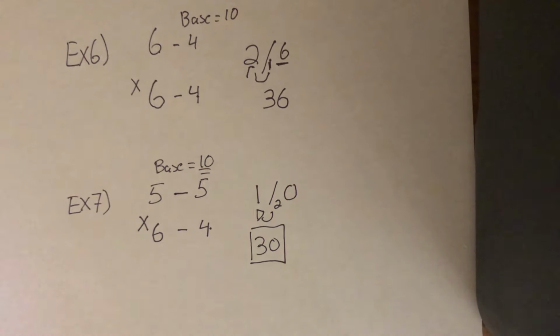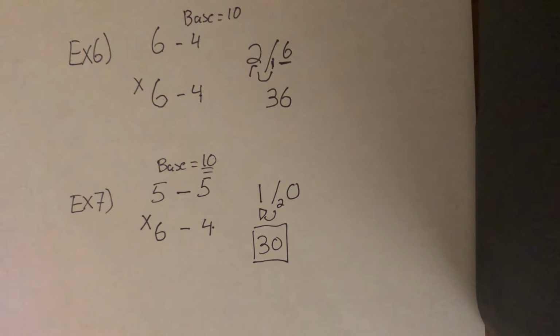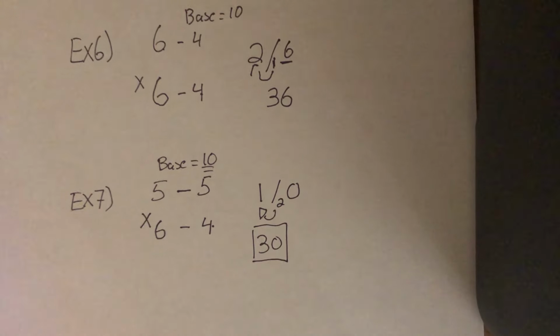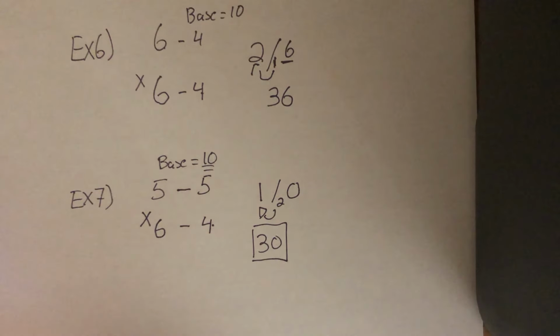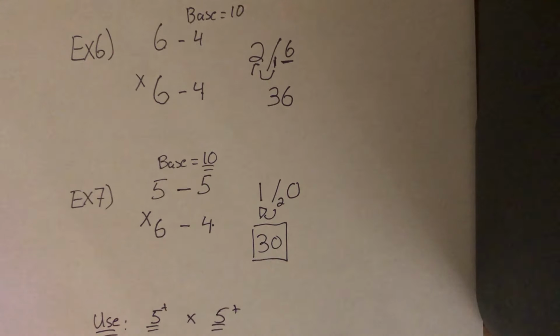You really want to use this. The farther away the numbers are from the base, the less useful this method is, in my opinion. So you want to really use it for anything over 5 times anything over 5, basically, okay? Like so. I'm going to use a plus to indicate that. So 5 times 8, 5 times 9, 6 times, okay? You don't want to use it for something like 2 times 3, okay?